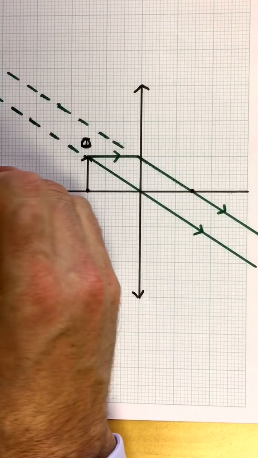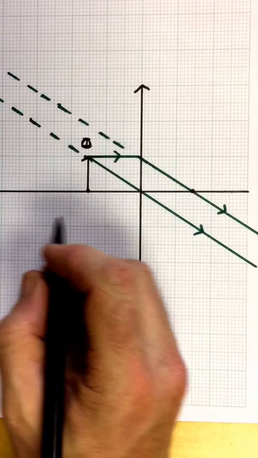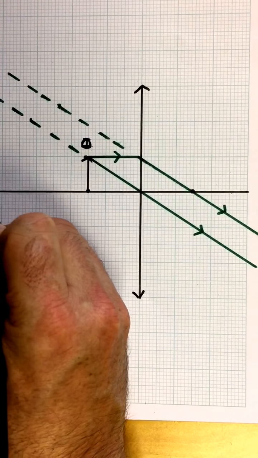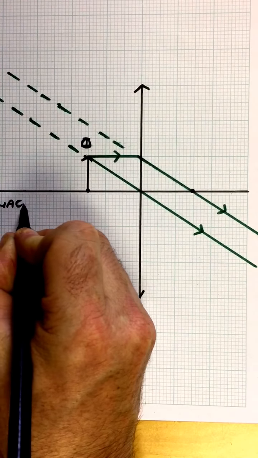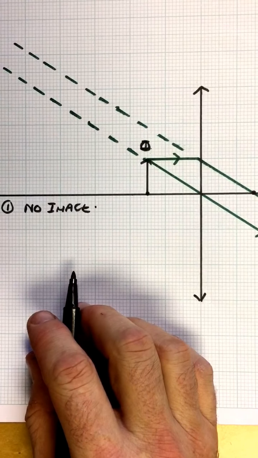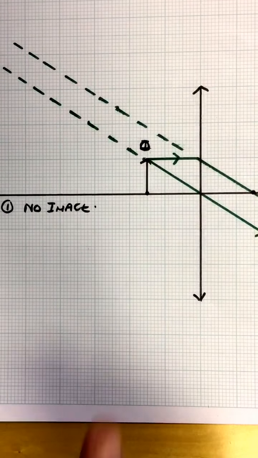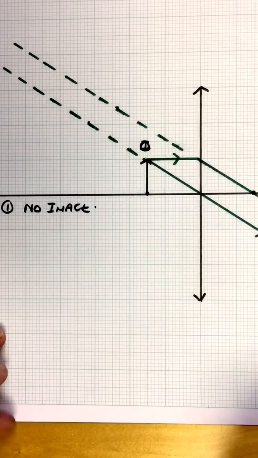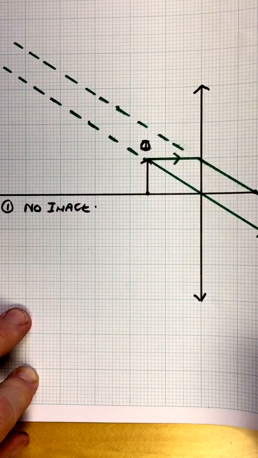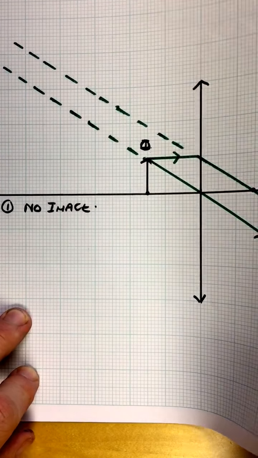So we don't see an image because the rays are traveling towards infinity. So no image. So the third possibility would be then that you might have to look at what the image would look like if it's outside of the focal range, the focal point.